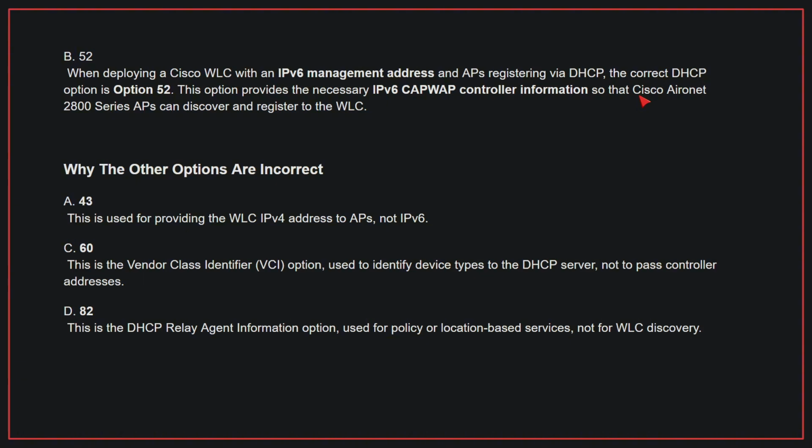Why the other options are incorrect? A. 43. This is used for providing the WLC IPv4 address to APs, not IPv6. C. 60. This is the vendor class identifier option, used to identify device type to the DHCP server, not to pass controller addresses. D. 82. This is the DHCP relay agent information option, used for policy or location-based services, not for WLC discovery. Therefore, the correct answer is B.